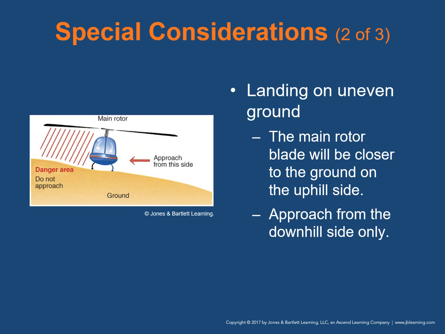If the helicopter is having to land on uneven ground, use extra caution. Remember, the main rotor blade will be closer to the ground on the uphill side, and you already know it can dip as low as 4 feet, depending on a lot of factors. So approach the aircraft from the downhill side only, or as directed by flight crew.